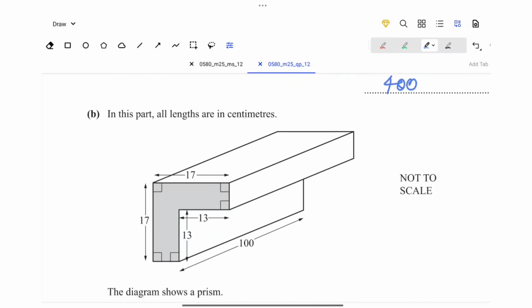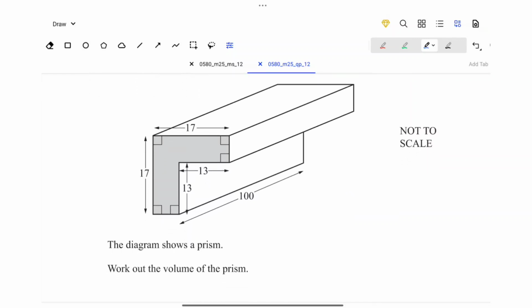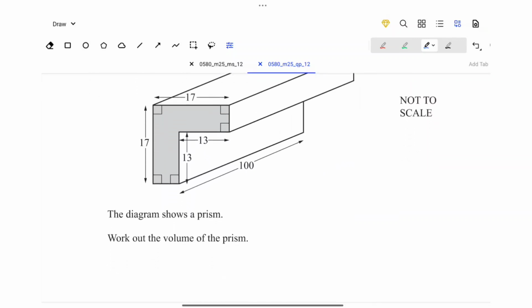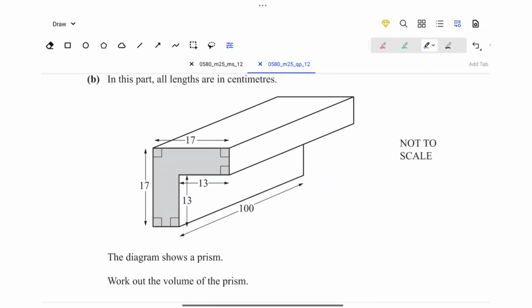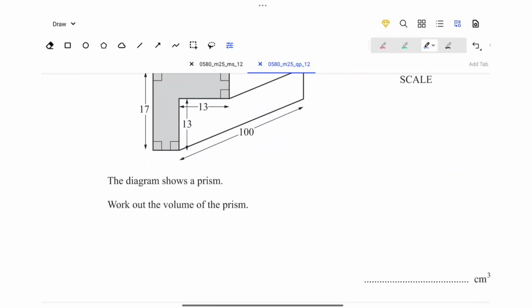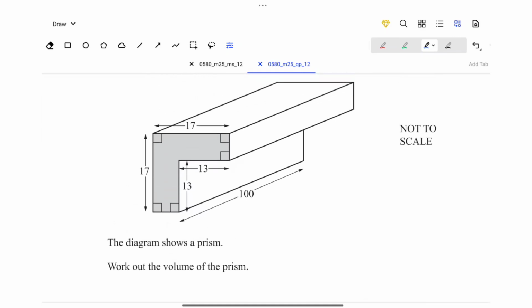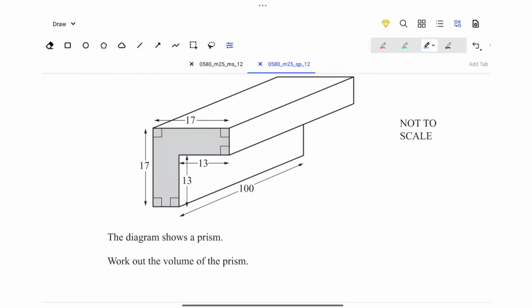Next is the B part. All lengths are in centimeters. We can see its length is 100, its width is 17, its height is 17. The diagram shows a prism. Work out the volume of the prism. So how can we find the volume? We can divide this prism into two parts by drawing this blue line, dividing the upper part and the lower part.